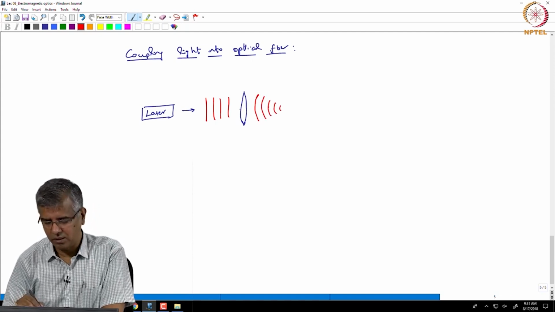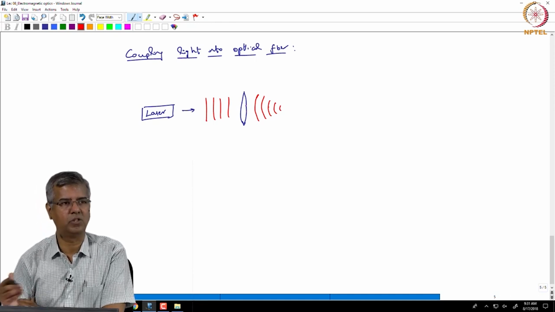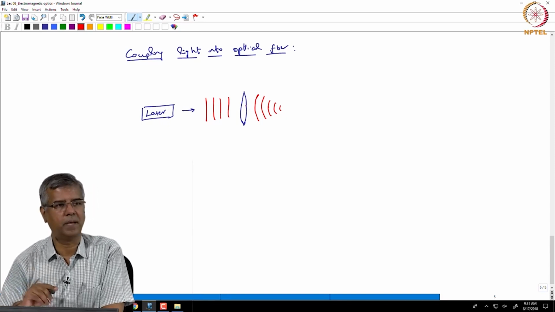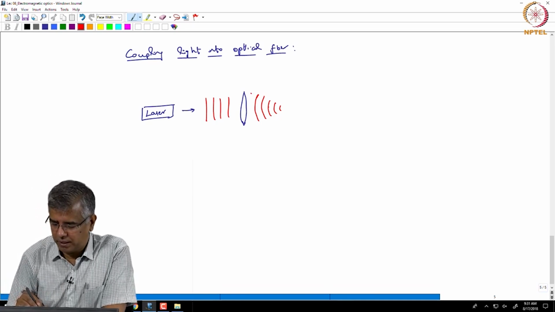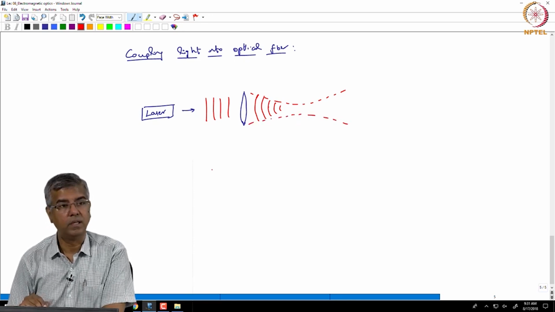Why? Because the central part of the wave is going through a thicker material, so it's going to be phase delayed with respect to what's happening at the outer edges, right? And that makes the beam come to a focus, and then it should diverge out.